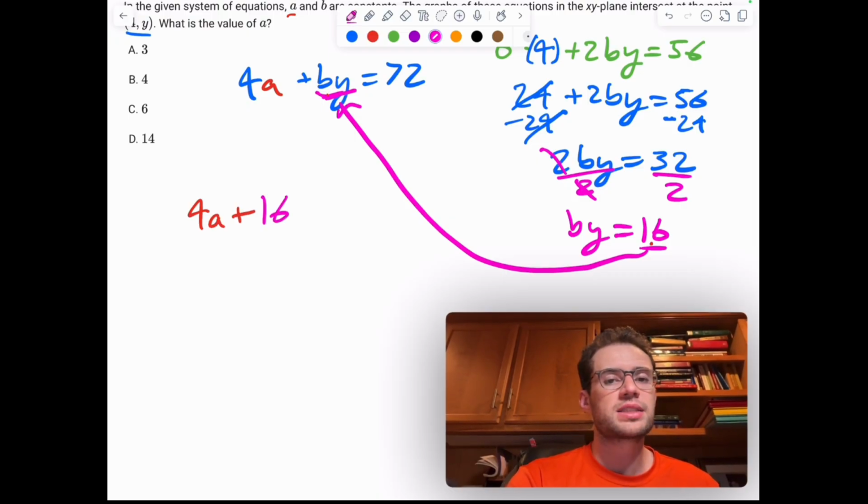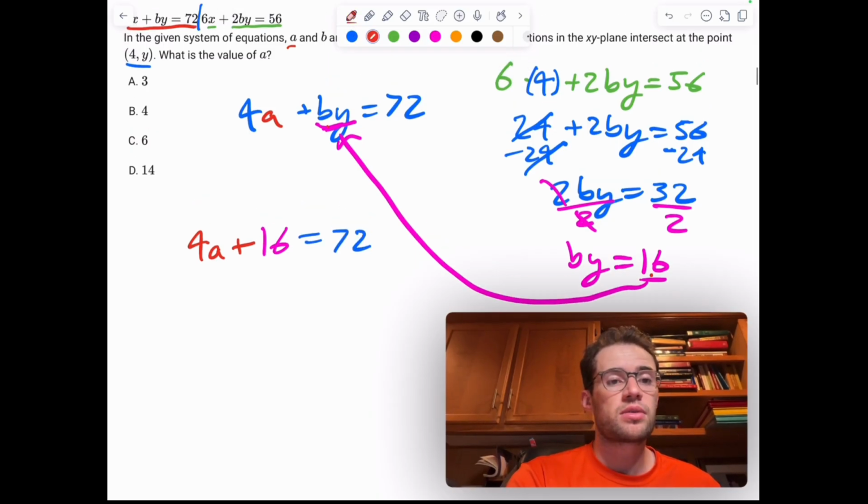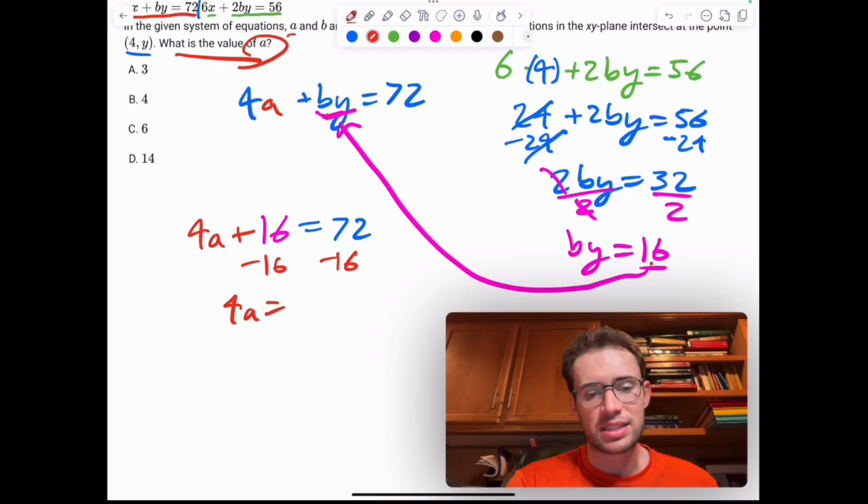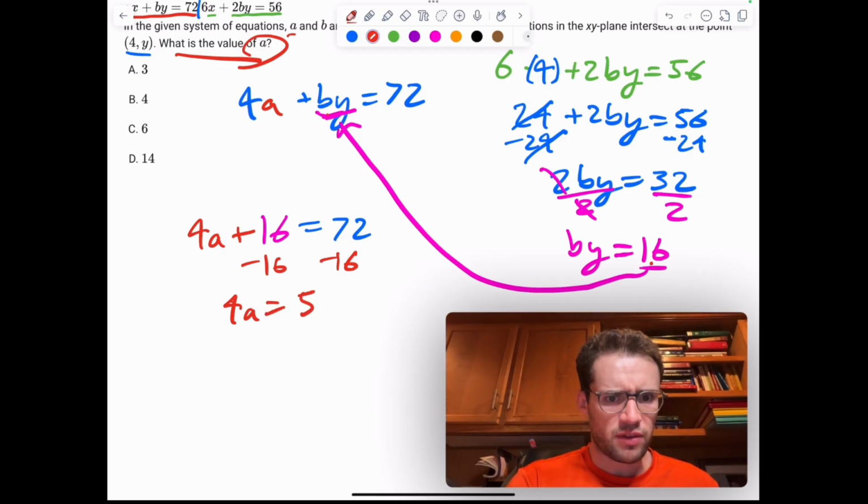So 4a plus 16 is equal to 72. And now, again, we're trying to solve for the value of a. So if we want to know the value of a, we could just subtract 16 from both sides, to get the a's alone. So 4a equals 72 minus 16, which would be 56.